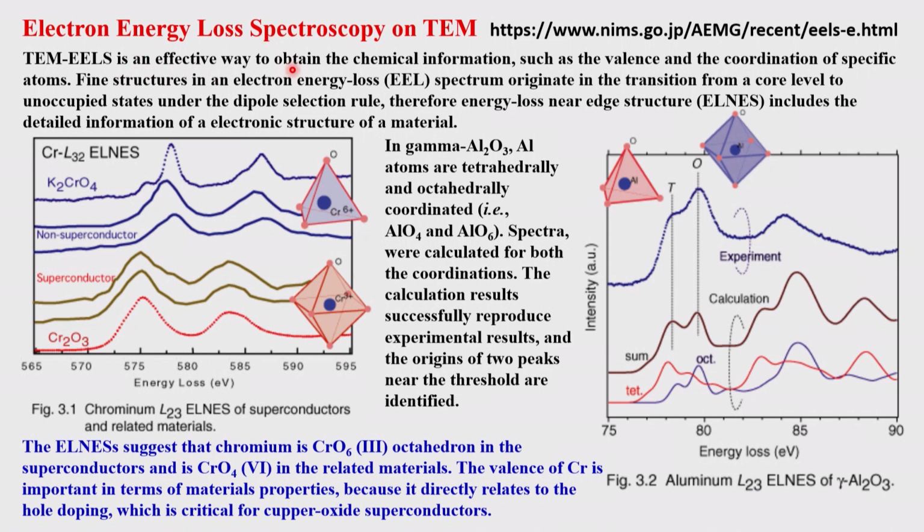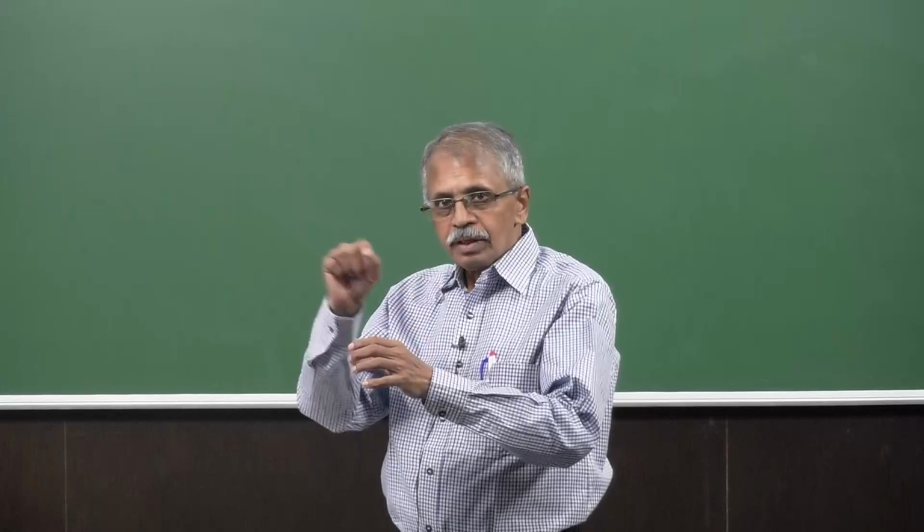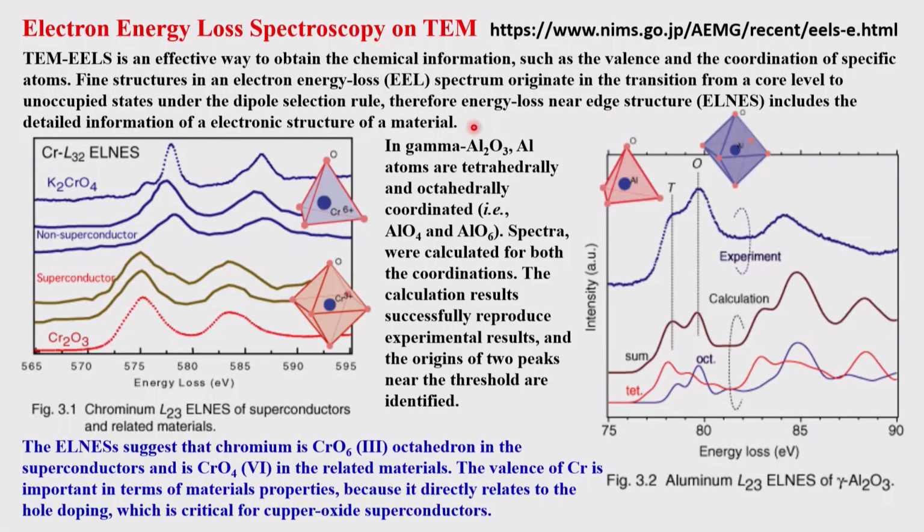So electron energy loss spectroscopy is a very effective way to obtain chemical information, such as valence and coordination of specific atoms. If you look at the fine structures in an electron energy loss spectrum, there is a lot of information. There is a fine structure of the main peak, and that is what is called the energy loss near edge structure, ELNES. The near edge structure has information on the chemical valence state, bonding, and all of these.